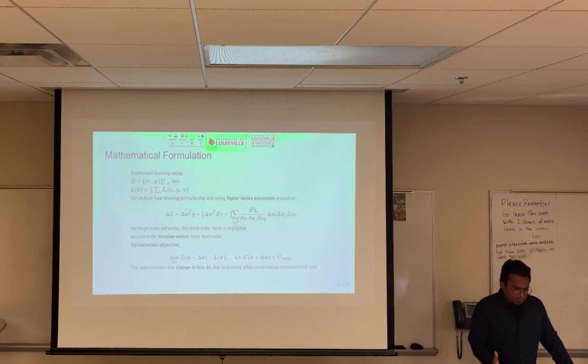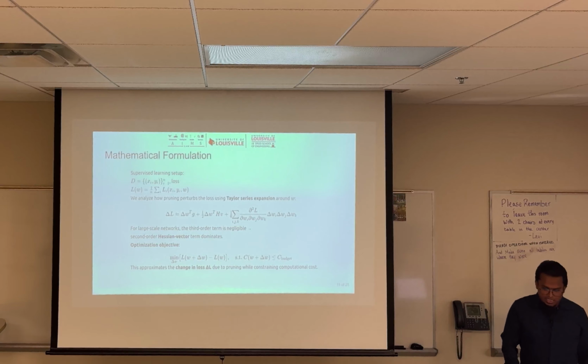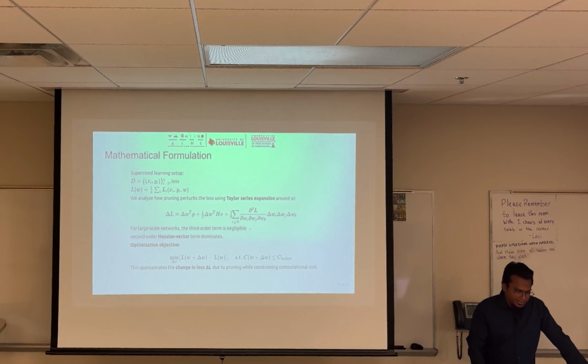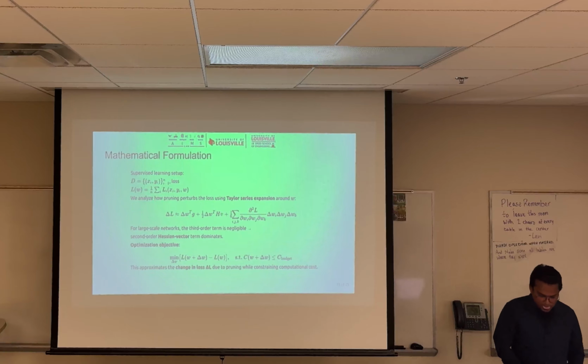Now given this approximation, pruning becomes an optimization problem. Here C is the cost function. Typically cost means FLOPs, latency, or memory. And C budget represents the allowed computational constraint. So this turns pruning into a constrained optimization problem. We minimize the change in loss while ensuring the compressed model remains within the given computational or hardware limit.